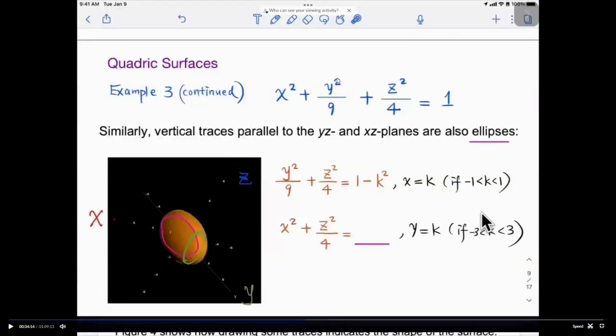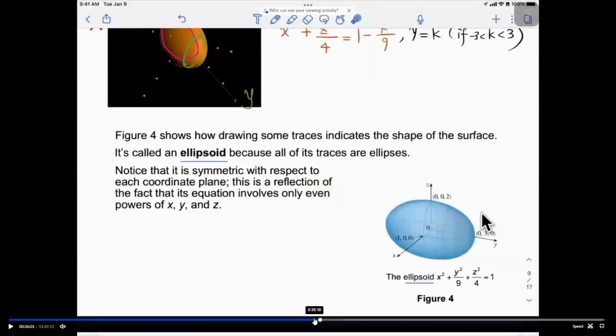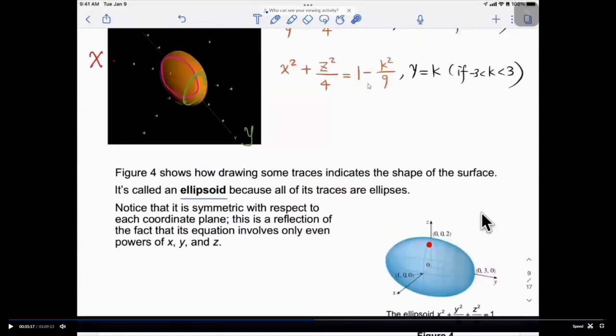Now replace the y here by k. Let's isolate x squared plus z squared over 4. And what should I put over here? 1 minus k squared over 9. Yeah, you got it. So that will be this one. Again, they are ellipses, right? Over here I actually use a different color. So if you take the vertical plane parallel to the xz plane, you get an ellipse. If you take the vertical plane that cuts this parallel to the yz plane, you also get an ellipse. So all those traces are ellipses like that.